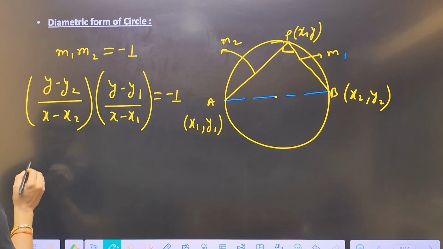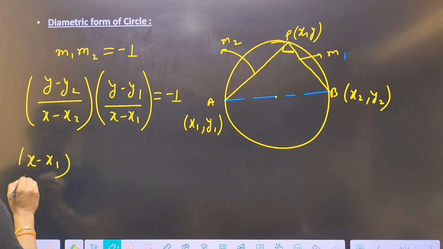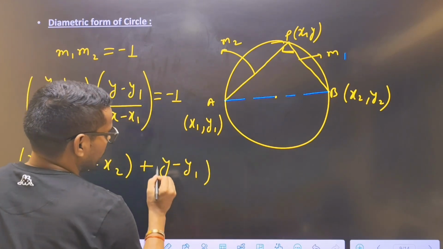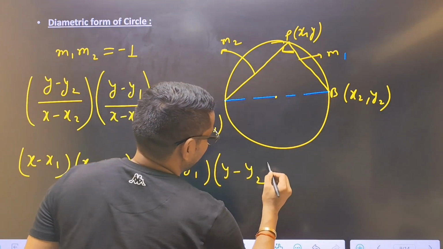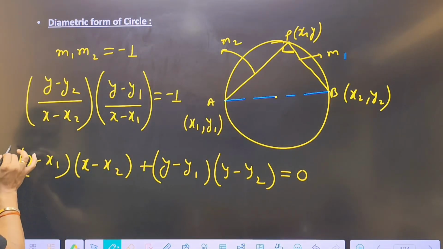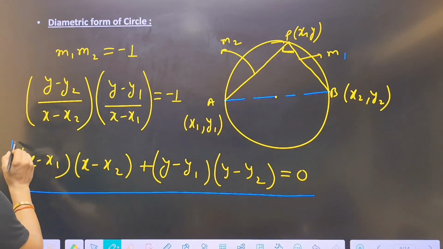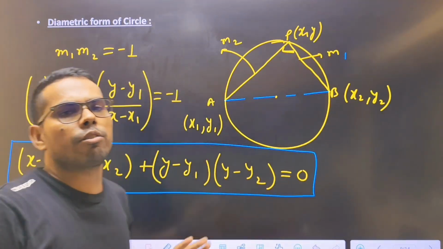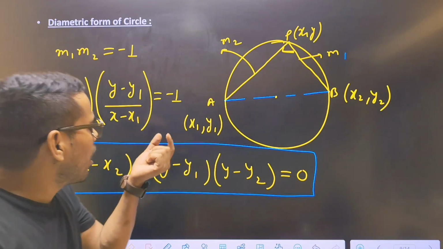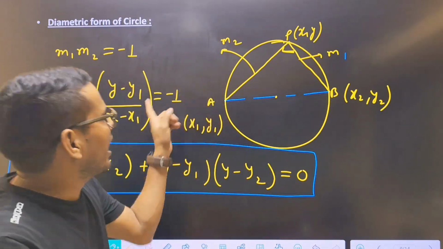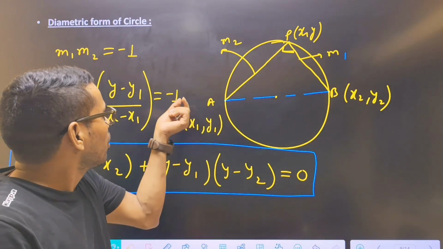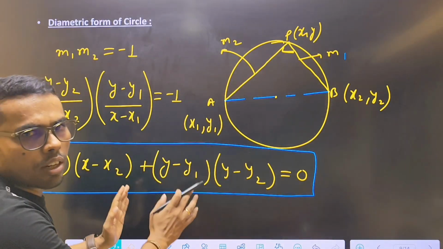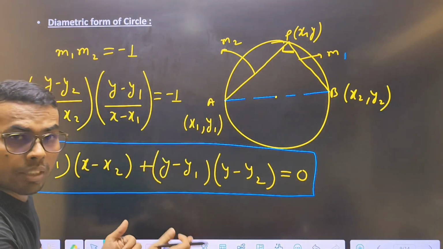Now if we cross multiply, what are we getting? (x - x1)(x - x2) + (y - y1)(y - y2) = 0. This is known as the equation of a circle in diametric form, where (x1, y1) and (x2, y2) are the coordinates of the extremities of the diameter. So if the endpoints of the diameter are given, we can directly write the equation of the circle in diametric form.